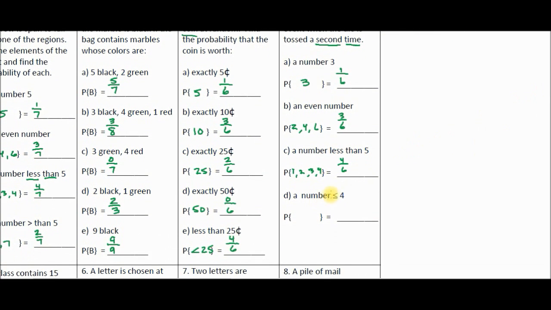And then a number, now you need to know what this is, class. Make sure you know this. This is less than or equal to. That little line on the bottom means equal to, less than or equal to 4. Well, that sounds the same as the last question. Less than or equal to 4 is 1, 2, 3, and 4. And that means we got 4 possible things that make us happy over a total number of 6 things.